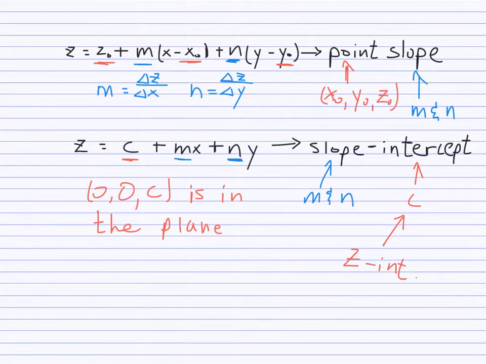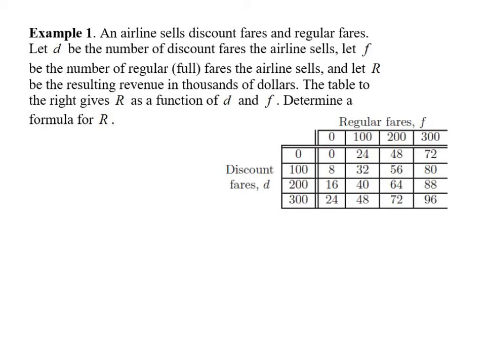So now let's take a look at some examples that are on the sheet that you have. If you want to pause and read through this example, feel free to do that. It's trying to tell us how much money this airline is making depending on how many discount fares it sells and how many regular full fares it sells. We can see the table over here. This row is how many regular fares they're selling, and this column is the number of discounted fares. And these numbers in the middle are telling us how much revenue is coming in for those ordered pairs of regular fares and discounted fares.